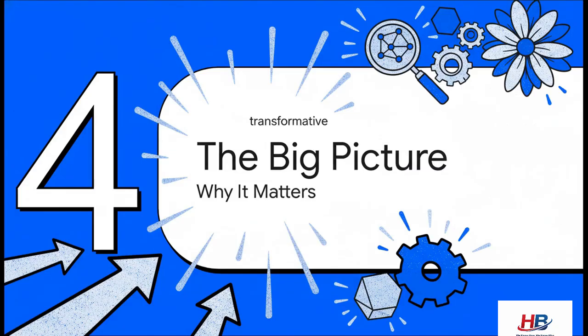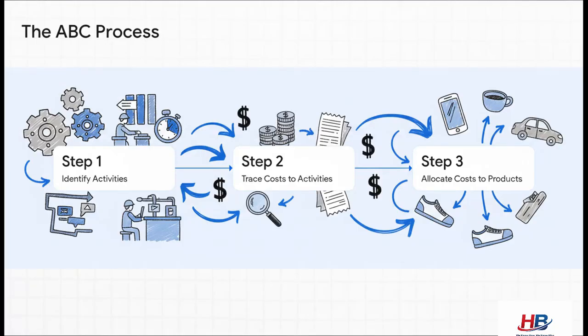Okay, so let's zoom out. Let's connect all these dots to the big picture. Why on earth would you go through all this trouble? Well, because the result isn't just a better spreadsheet. It can literally transform your business. And here it is again, the whole process in a nutshell. First, you identify the work being done. Second, you trace your costs to that work. And third, you use that information to allocate costs precisely to your products. It's a logical flow that takes you from total guesswork to total clarity.